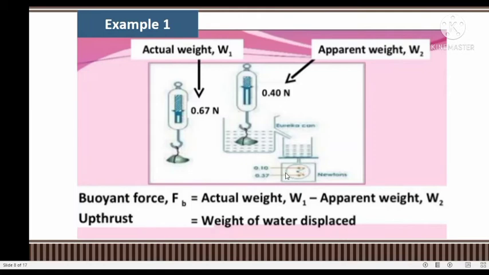Mass of the empty beaker is 0.10, so the weight of the beaker is 0.10 Newton. The weight of the water displaced together with the empty beaker is 0.37. Thus, the weight of the liquid displaced equals 0.37 minus 0.10. So we get the same value, 0.27. So from here also we can prove that buoyant force equals the weight of water displaced.